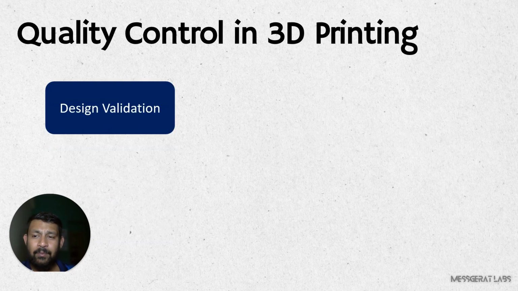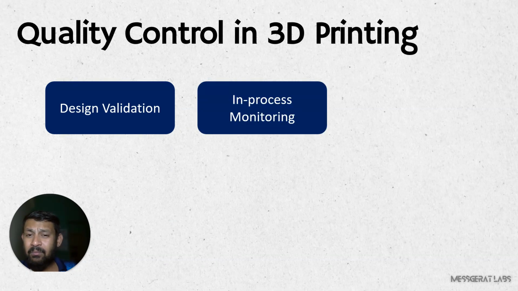So, moving forward, the first measure that we need to take as a quality control measure is design validation. What you need to do is validate your design. Now, this design validation means also validating your design data. There are multiple aspects of it, such as validating your features, your tolerances, your STL file, and your minimum dimensions, critical dimensions.